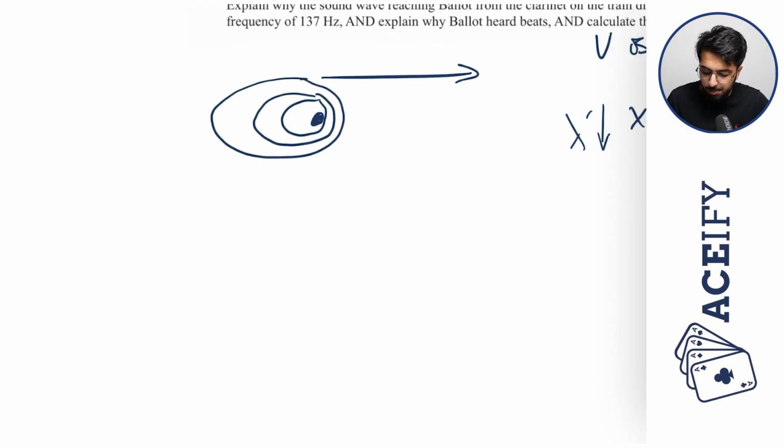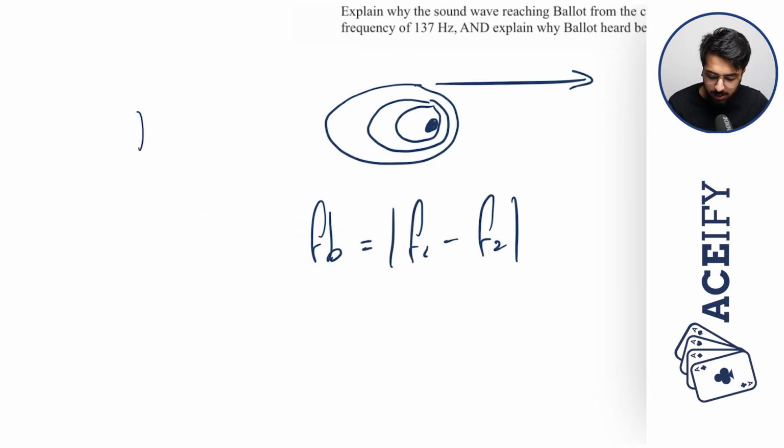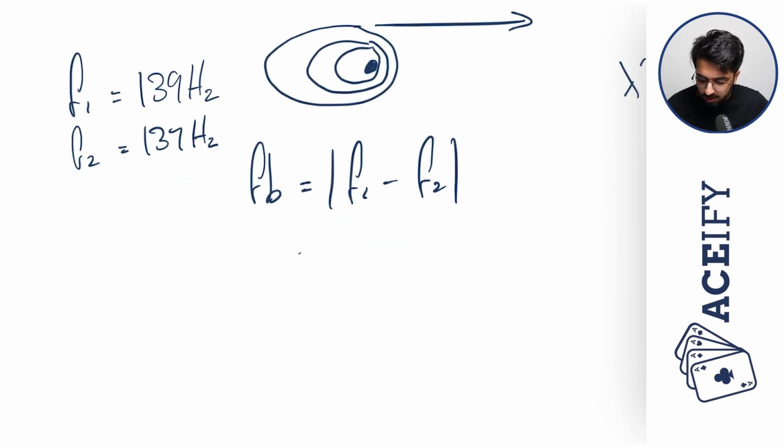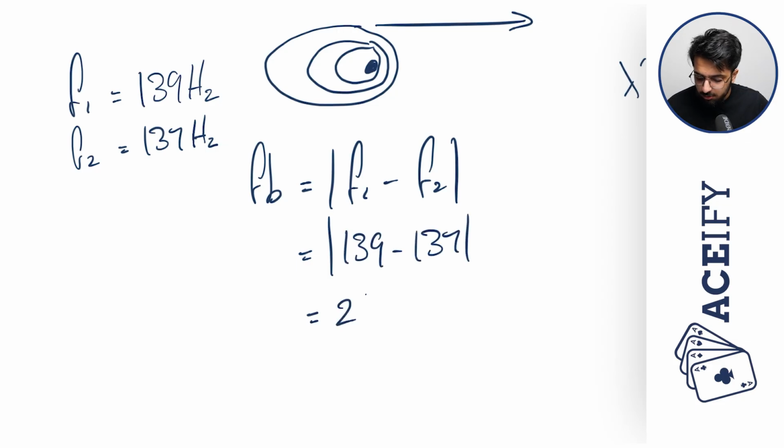And we can calculate our beat frequency, where we know our beat frequency is equal to the absolute value of f1 minus f2. We can say that f1 was the frequency that Belliot was hearing, which was 139 Hz, and f2 was the true frequency, which is 137 Hz. Okay, therefore plugging in our numbers, we get the absolute value of 139 minus 137, and therefore this gives a beat frequency of 2 Hz.